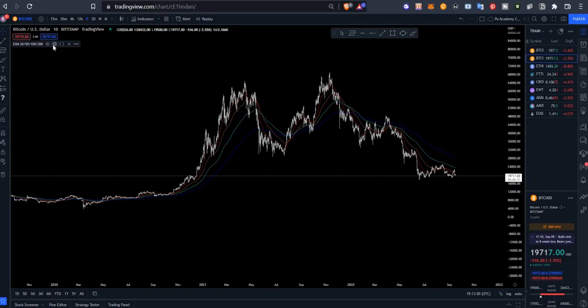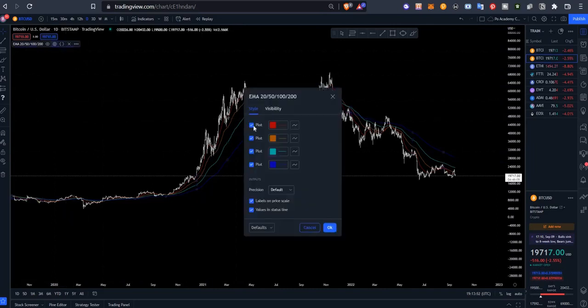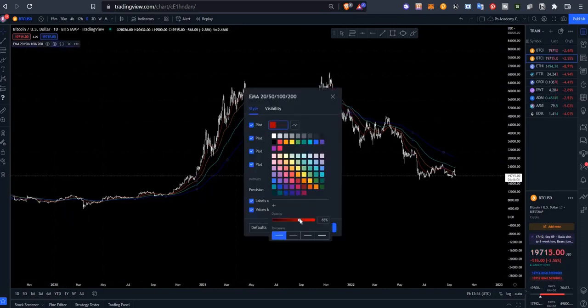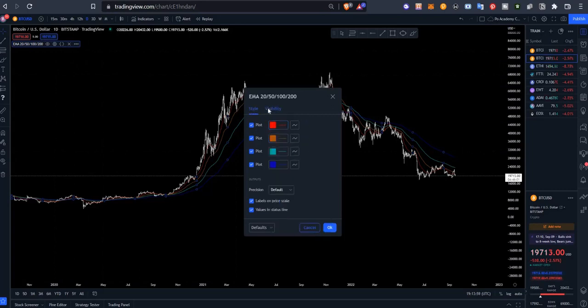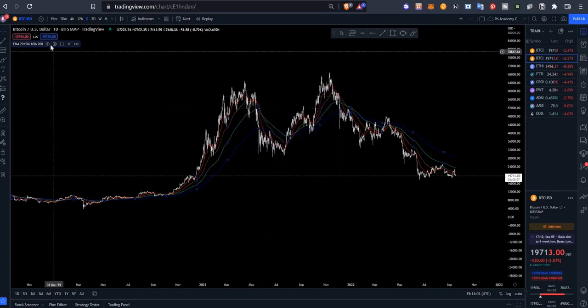So now we have it. But I always love to change the color. I don't know if you guys are seeing the color very well. So the 20, look at this. I click on this settings, it's something that you are seeing here.